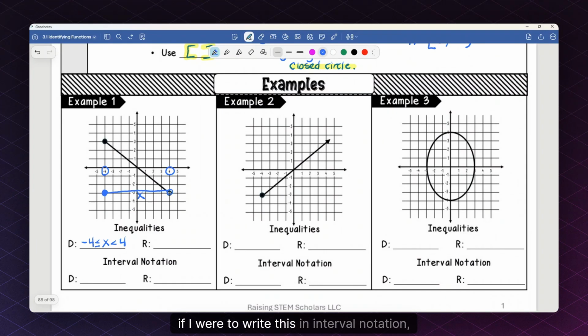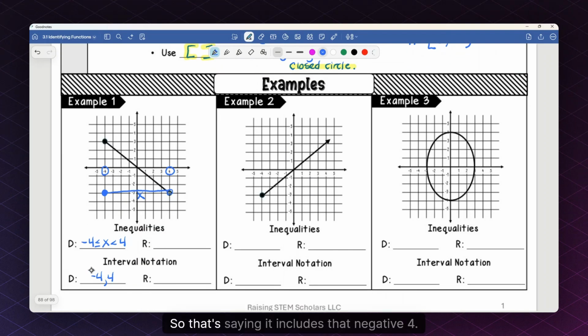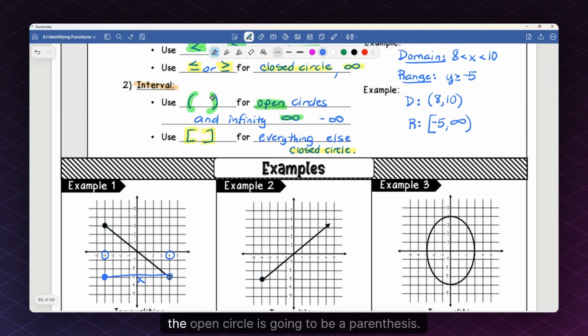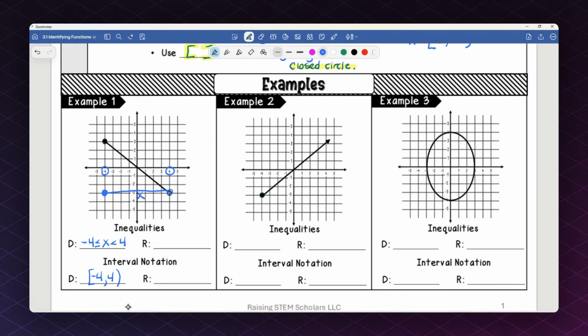Now, if I were to write this in interval notation, I am going to put my small number, then my big number. It's going to be a bracket if it's included. Okay, so this closed circle, we can see up here, we're going to use that bracket. Okay, so that's saying it includes that -4. Now, if it's an open circle, the open circle is going to be a parenthesis. Okay, so that's how we would write the domain in both cases.